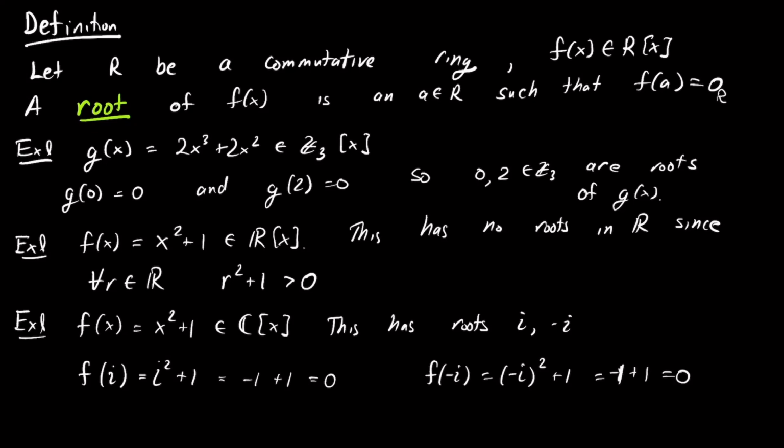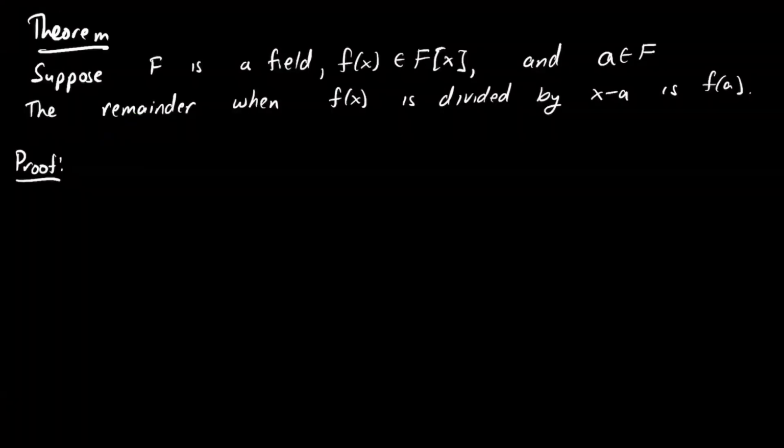Okay, so this is just our usual notion of root of a polynomial. And I guess I should say that i and negative i are elements of C, because these are complex numbers, but not real numbers. Okay, so now we're ready to prove some results. We've established some definitions and we can start proving some theorems. So this is going to be our first result.